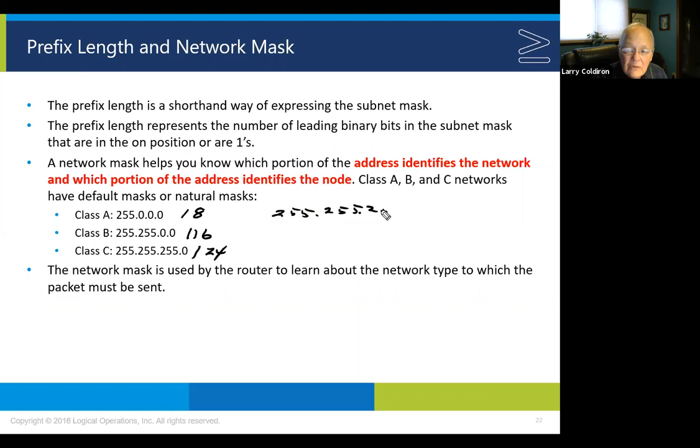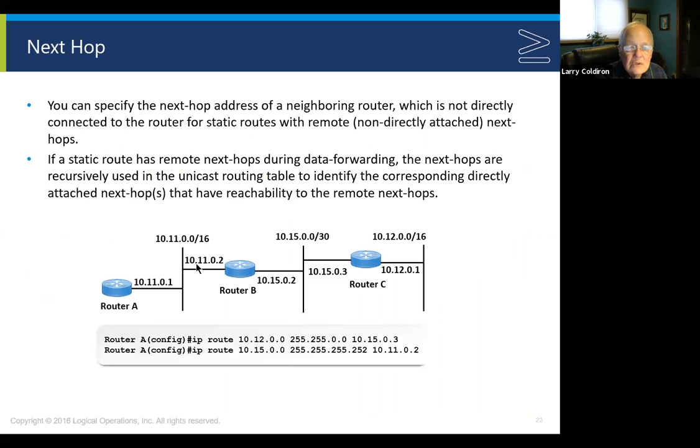255.255.255.0 or whatever mask happens to be for that one. The address identifies the network and which portion of the address identifies the node. We know that about the subnet mask. It tells us how much of the address is network and how much of the address is host. It's used by the router to learn about the network type to which the packet must be sent. So we have the ability and shortcut, but not in the configuration to use these shortcuts.